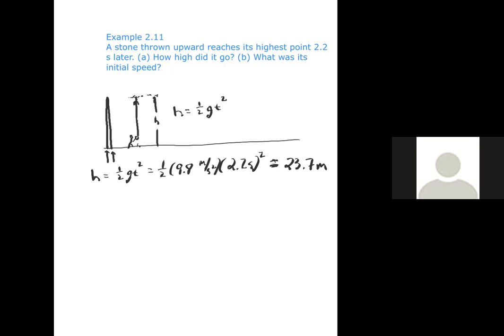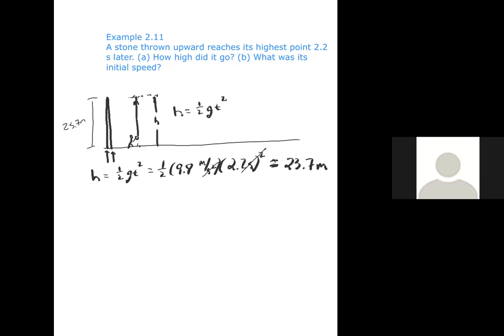Okay, we see why it's meters, right? Because the second squared cancels with the second squared and you just get meters. So in other words, this height all the way to the top was 23.7 meters. Okay, now, as I also said, when it hits the ground, it'll be moving at the same speed downward as when you threw it up as it went up.